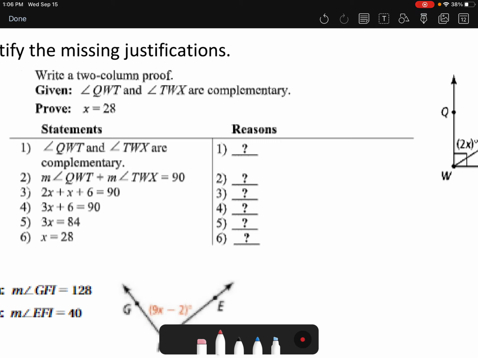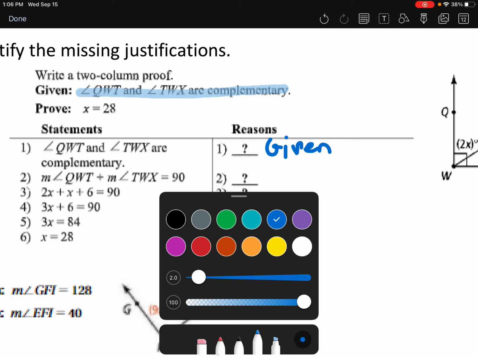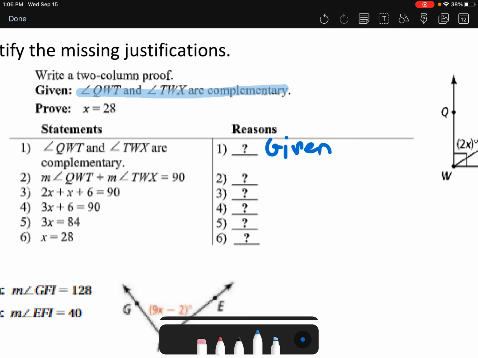All right, so let's start with statement number 1. The two angles are complementary. Where do we see statement number 1? How do we know that's true? It's given to us. Right up above, it already said those two angles are complementary. So we know this is true because it's given.